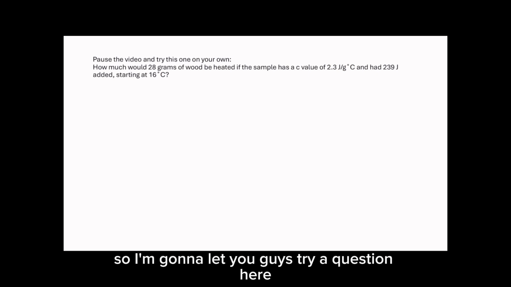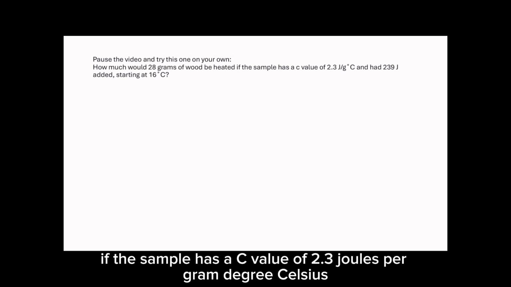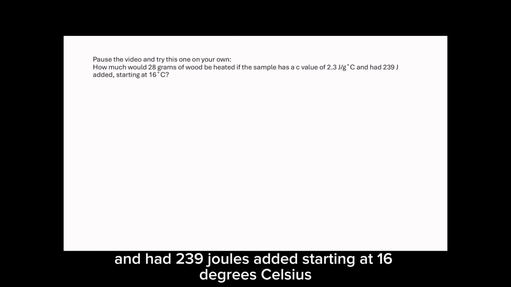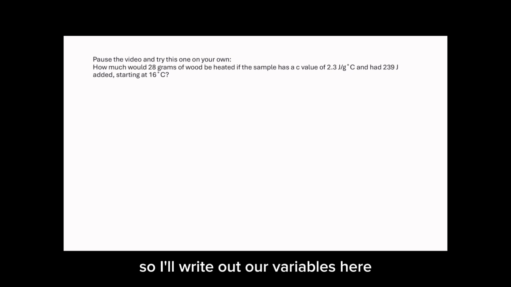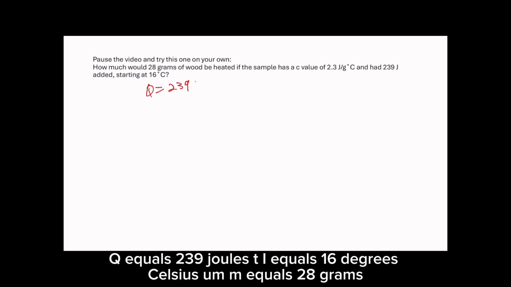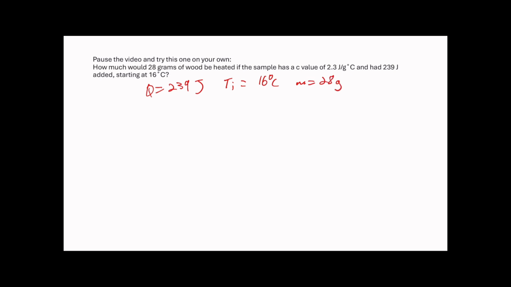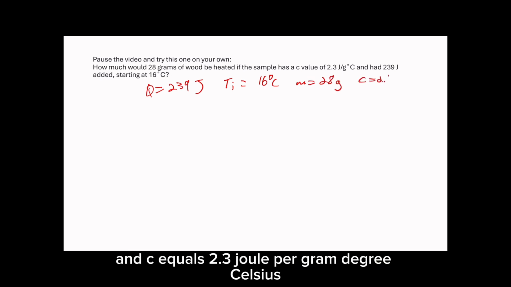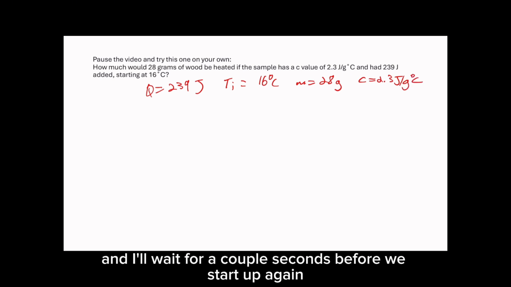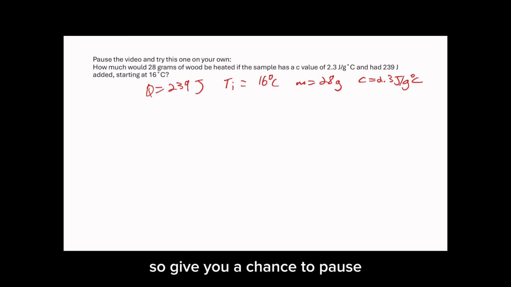So I'm going to let you try one here. I'll read the question. How much would 28 grams of wood be heated if the sample has a C value of 2.3 joules per gram degree Celsius and had 239 joules added, starting at 16 degrees Celsius? I'll write out our variables here. Q equals 239 joules. Ti equals 16 degrees Celsius. m equals 28 grams. And C equals 2.3 joule per gram degree Celsius. I'll let you pause the video, and I'll wait for a couple seconds before we start up again, to give you a chance to pause.